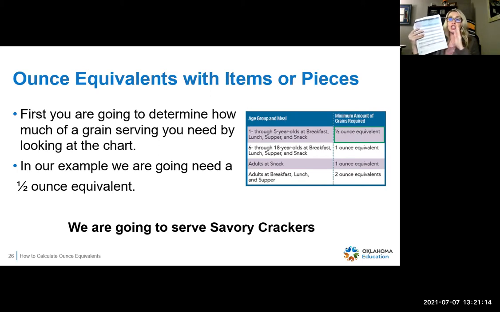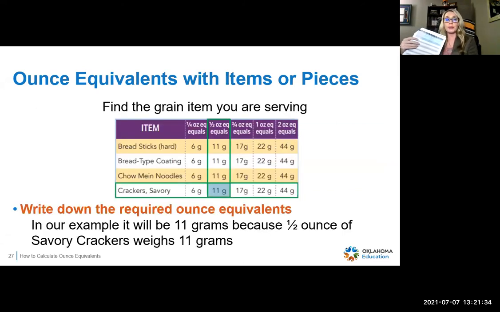So anybody under the age of 5 still gets a 1/2 ounce equivalent, or if they're 6 and older, they get 1 ounce equivalent. Because before we were doing the ounce equivalent, it was 1 serving and 1/2 a serving. So now it's going to 1 ounce equivalent to 1/2 ounce equivalent. So we're going to serve a savory cracker.